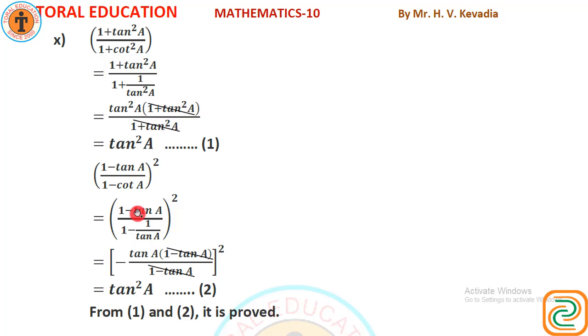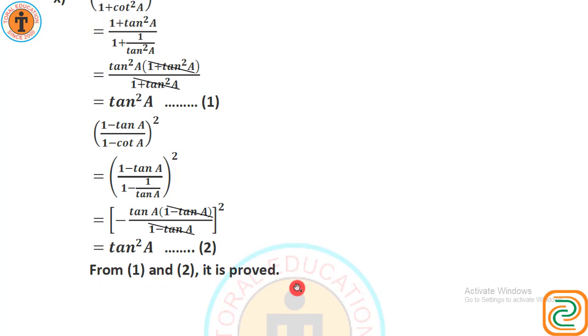Why is it so? Because here it is 1 minus tan and here it would be tan minus 1. So if I want 1 minus tan, then I have to take minus sign as common. So I have taken minus as common. Then again 1 minus tan, 1 minus tan cut off, and I have minus tan A. The square of minus is plus, so this is tan square A. This is result number 2, and from 1 and 2 it is proved.